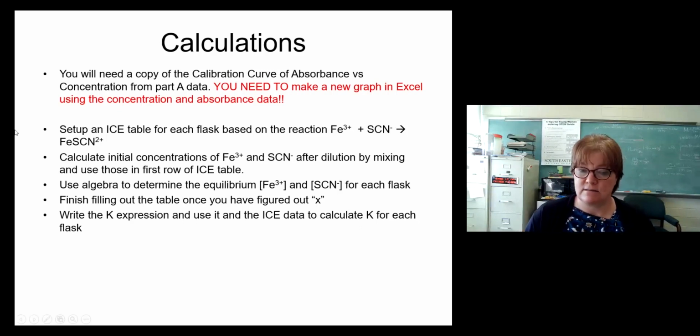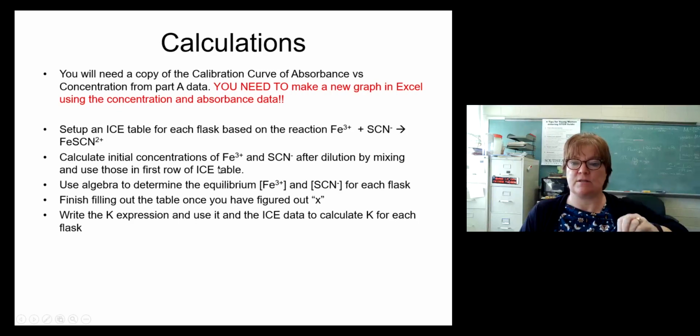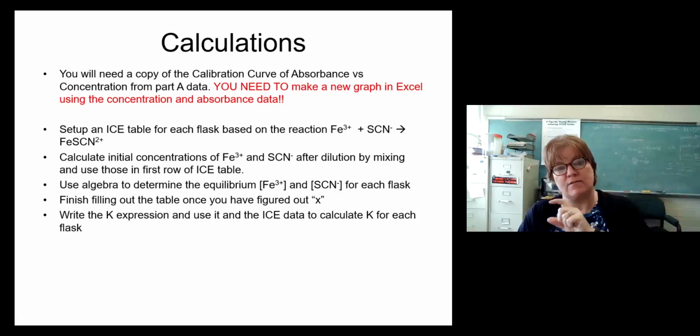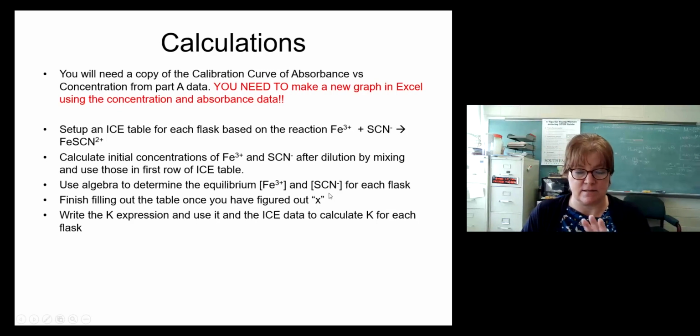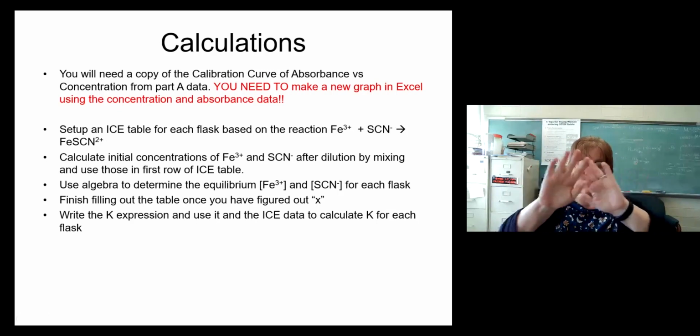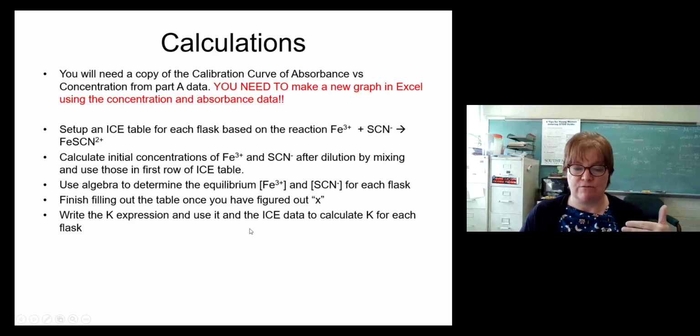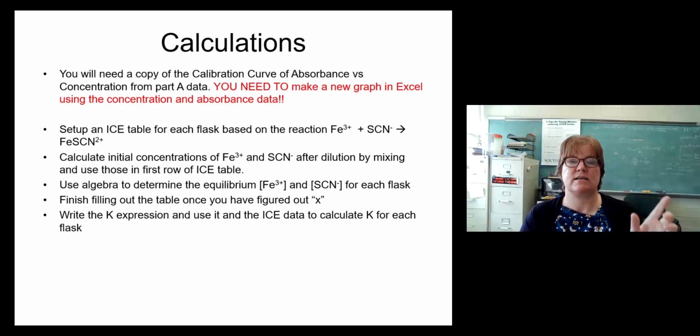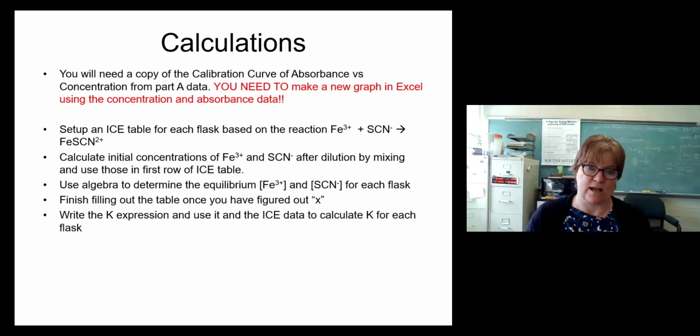You're going to use your equation from the calorimetry curve to determine the equilibrium concentrations of the iron thiocyanate, and then from that we can calculate the equilibrium concentrations of the iron 3+ and the thiocyanate ion. So we fill that out, we figure out X, we write the K expression, and we use the ICE data to calculate the K for each flask. You need to do that on the pre-lab for one of them.